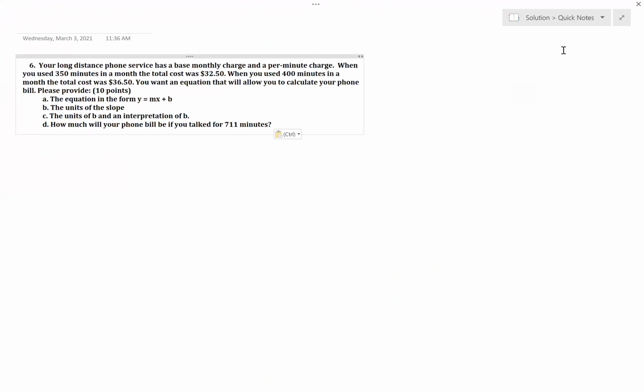And we want the equation that allows you to calculate your phone bill. You need to come up with the equation first, the units of slope, the units of B, and then the interpretation of B, and how much your phone bill will be if you talk for 711 minutes. So basically, let's make sure we know what the x value is, right? It's minutes used in a given month.